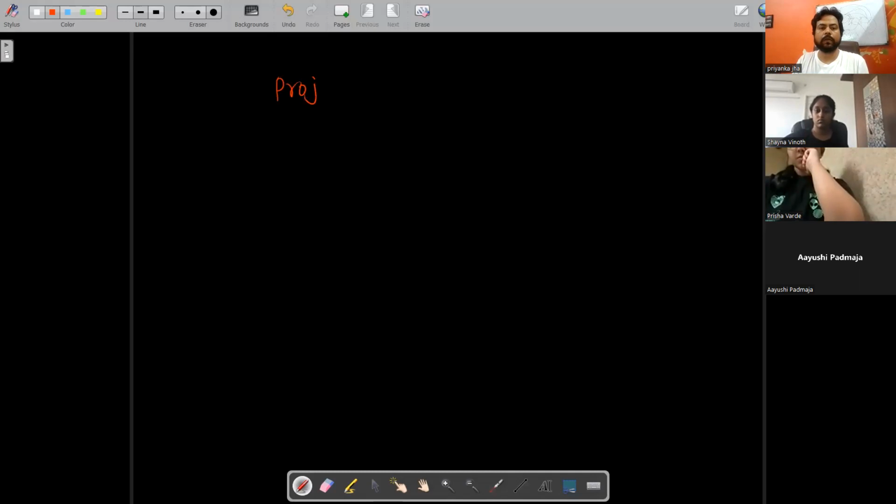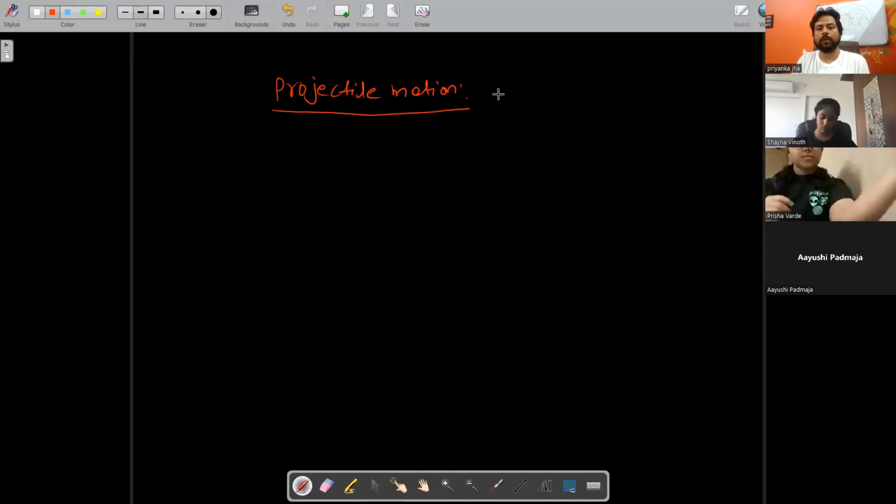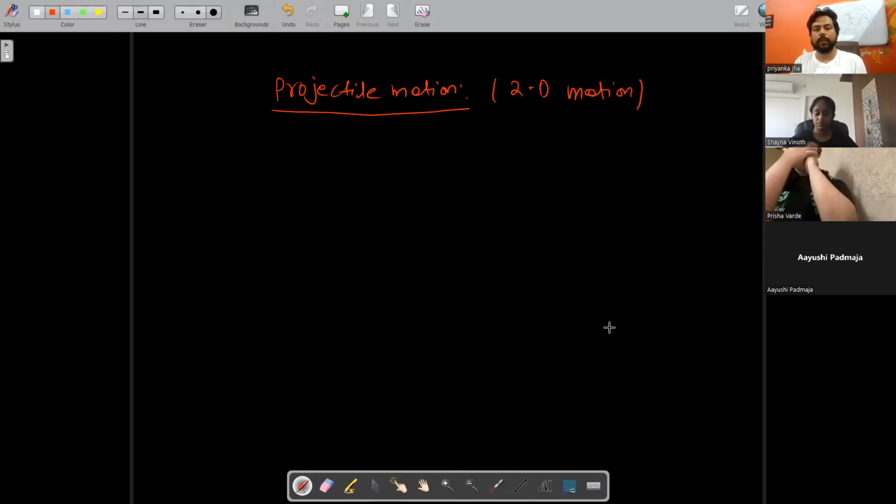Fine. So today we'll start with projectile motion. This is two-dimensional motion, 2D motion. In the previous chapter we studied one-dimensional motion, like on a straight line, that is known as rectilinear motion. And now we'll study two-dimensional motion.